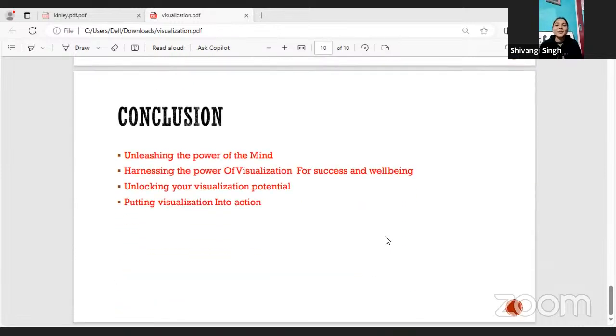So here we conclude the topic. In visualization, we have seen it is a process in which there is a detailed imagination of what we want to achieve in our future, and it harnesses the power, it unlocks our ability to achieve something and makes our dream change into reality.